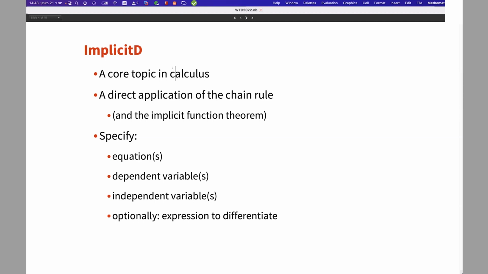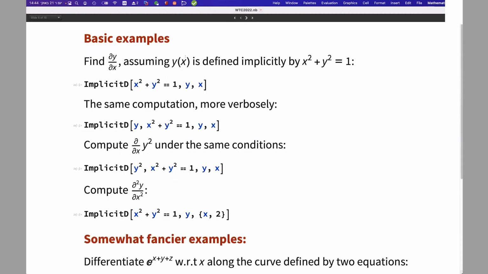ImplicitD, like we have D for partial differentiation, does implicit differentiation. You specify the equations, the dependent variables, the independent variables, and optionally, you can give it an expression to differentiate. So let me clarify all that with some examples.